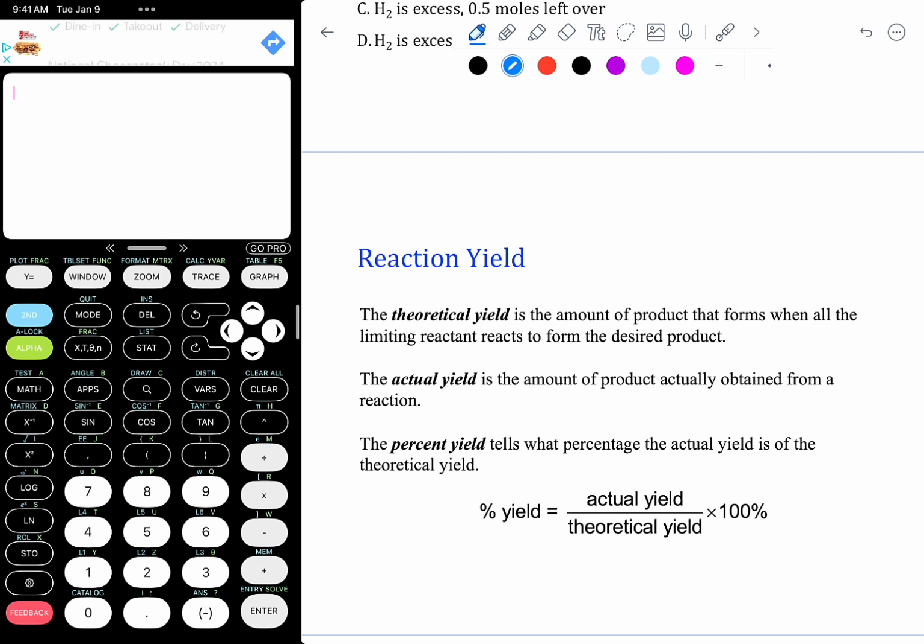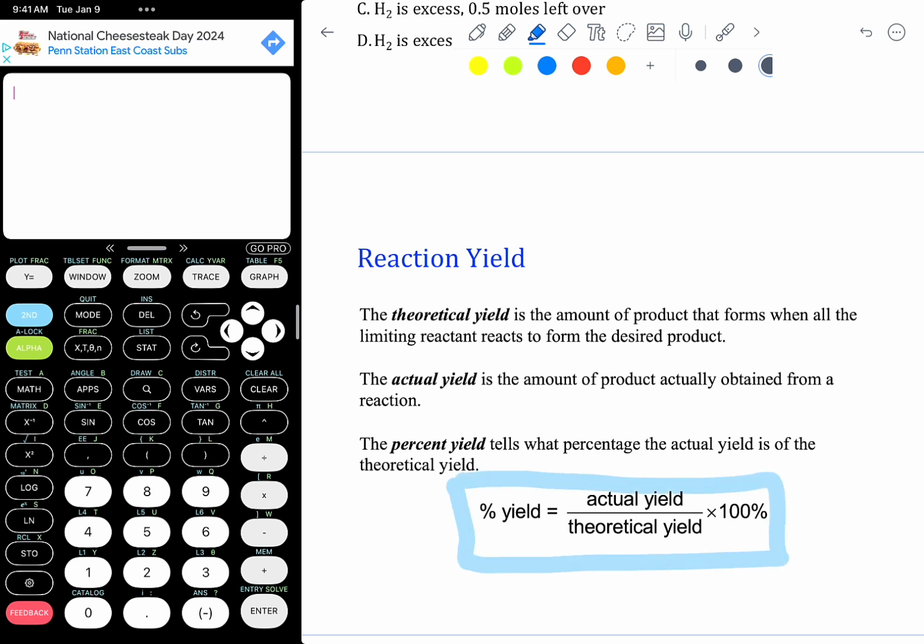The percent yield is then the ratio of those two numbers and tells us the percentage of the actual yield compared to the theoretical yield. So we have a new equation down here. Percent yield is actual yield divided by theoretical yield, part over whole, multiplied by 100. How much did I actually get? How much was I supposed to get? Multiplied by 100 to give us a percentage.